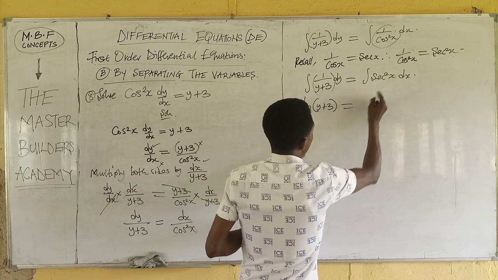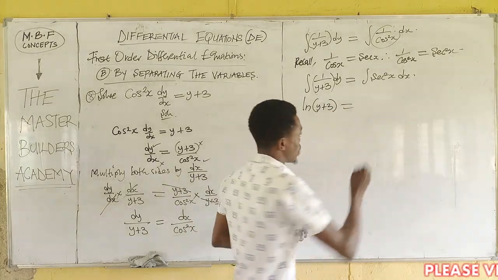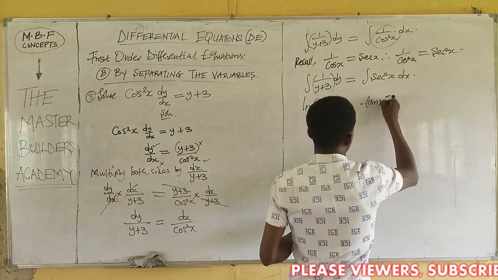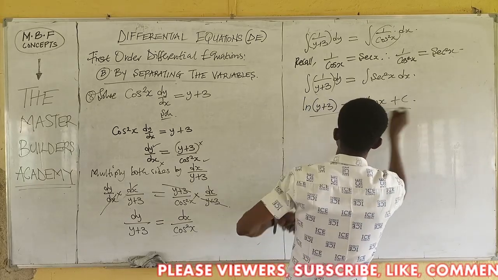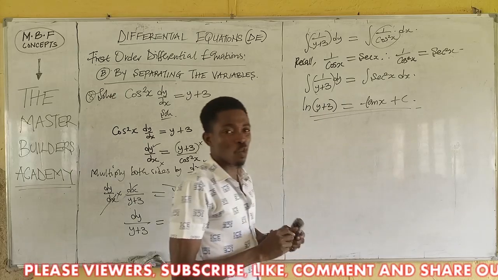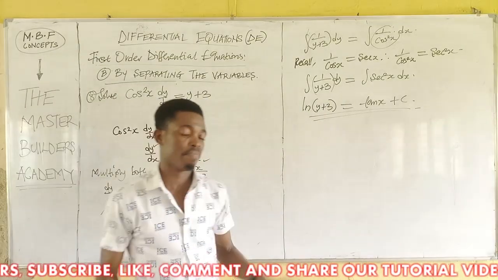Now when we integrate sec square x, guys, we are going to have tan x plus constant. This is the answer to this question. You don't need to stress yourself. It's as simple as this.